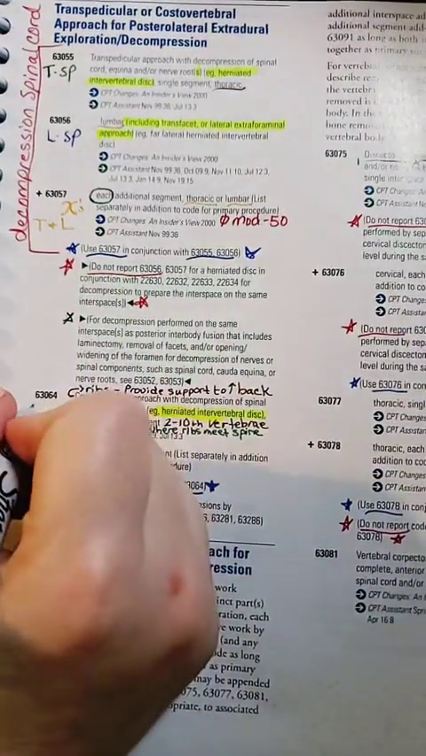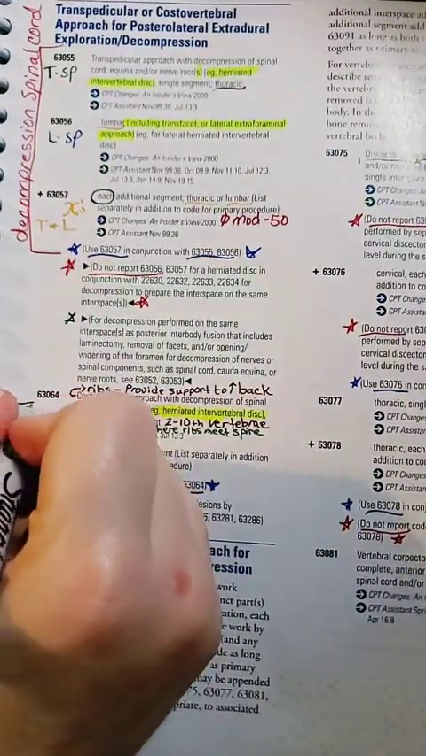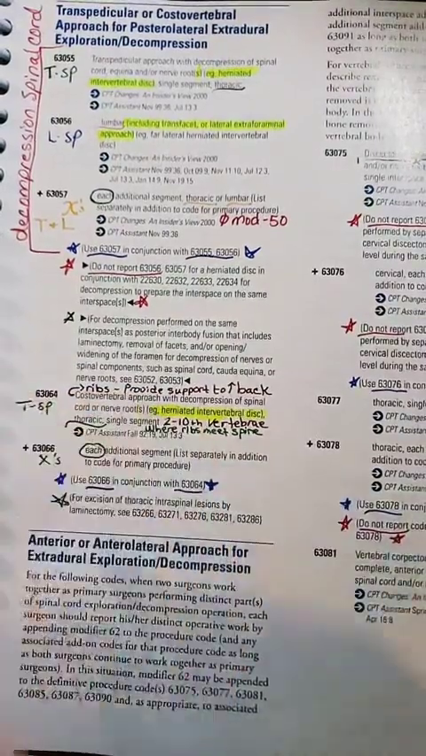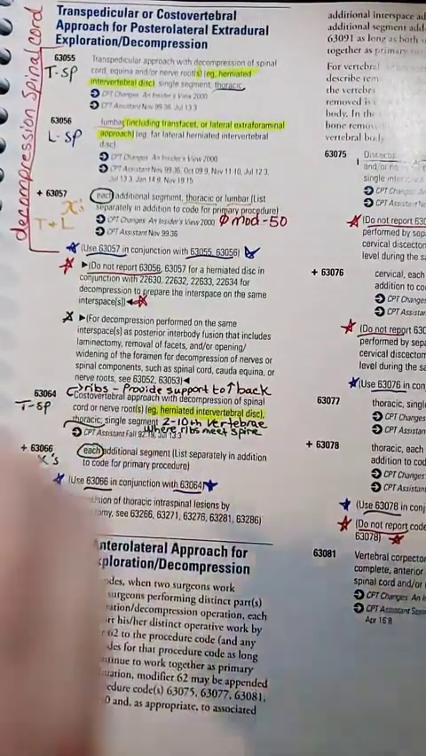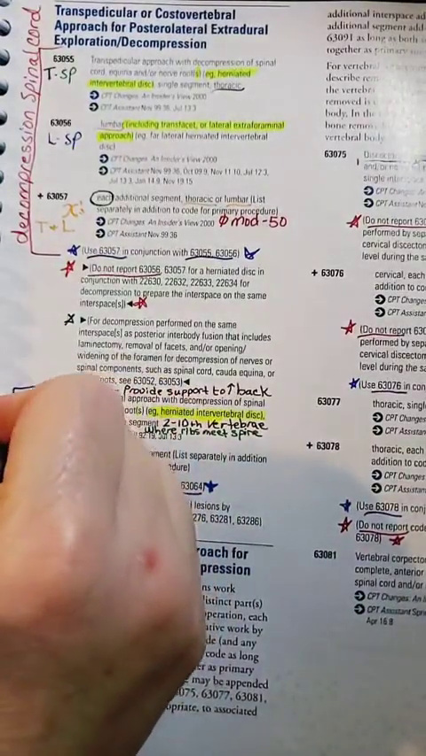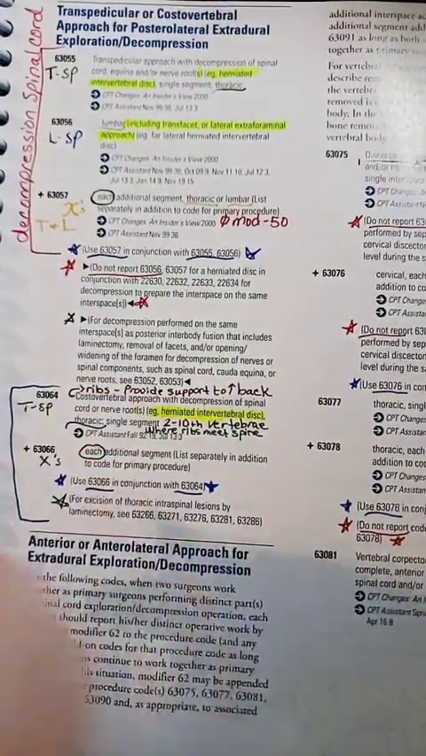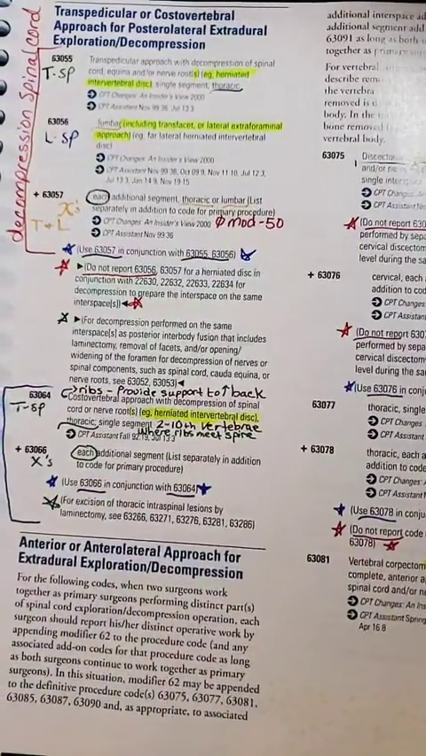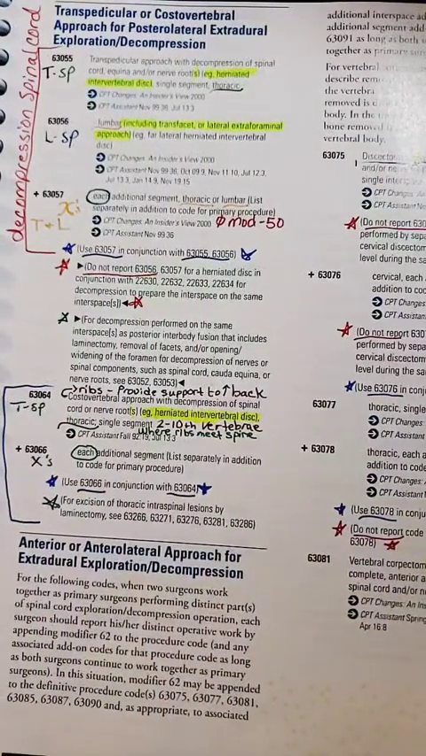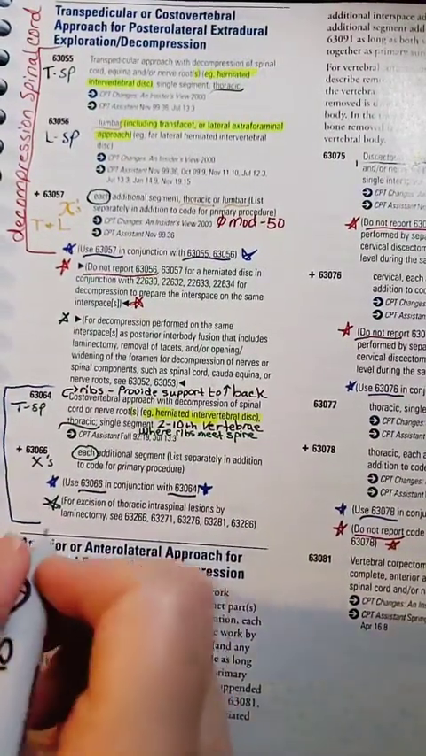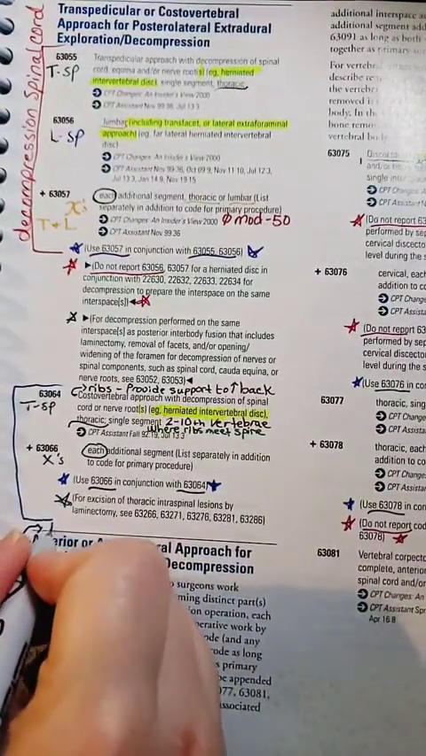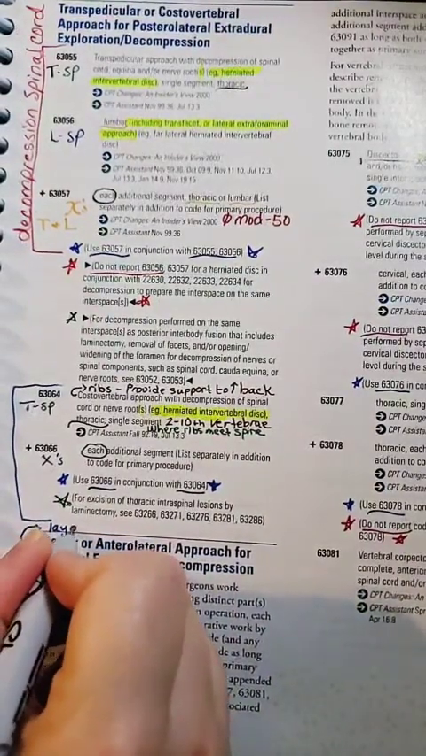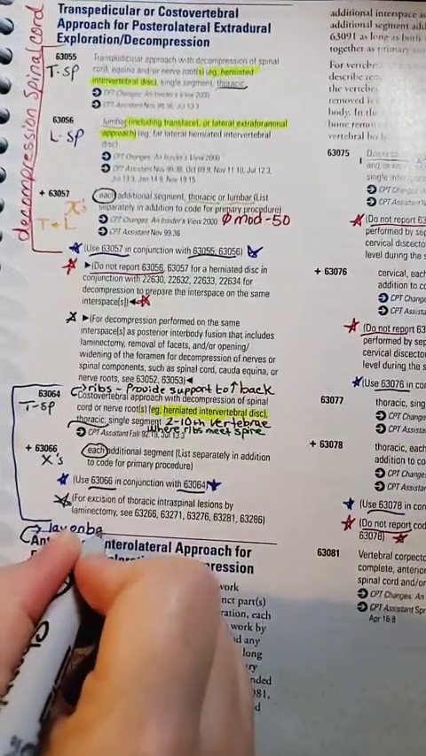Alright, so this one is T spine, and this one is for each additional, and we're going to box those together. Okay. Anterior, lay on back.